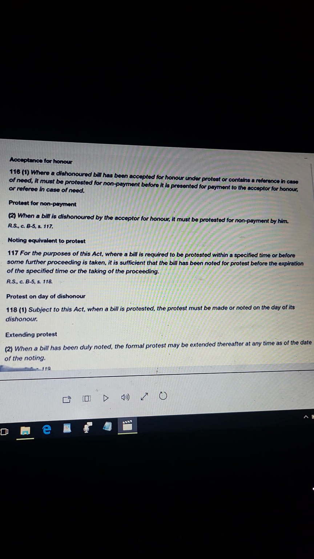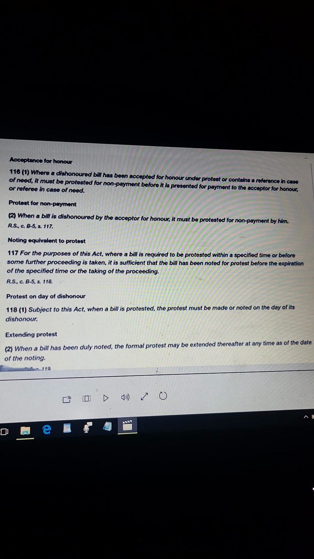Noting equivalent to protest. 117. For the purpose of this act, where a bill is required to be protested within a specified time and before some further proceeding is taken, it is sufficient that the bill has been noted for protest before the expiration of the specified time or the taking of the proceeding.